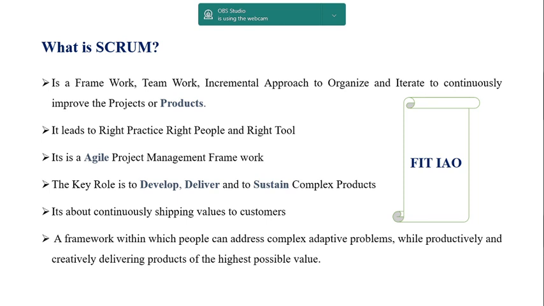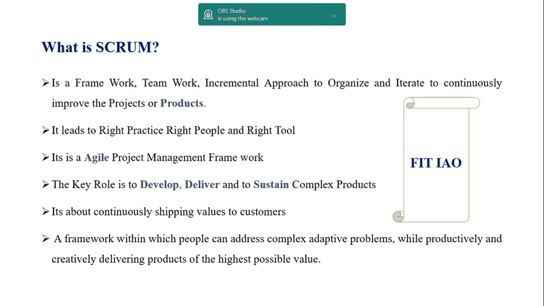It is an Agile project management framework. I can say that Agile is a principle, and Scrum is a framework which is going to be used. The key role is to develop, deliver, and sustain complex products. When I say develop, deliver, and sustain complex products, it is for everything. It can be managerial, it can be technological, it can be daily routine work, whatnot.